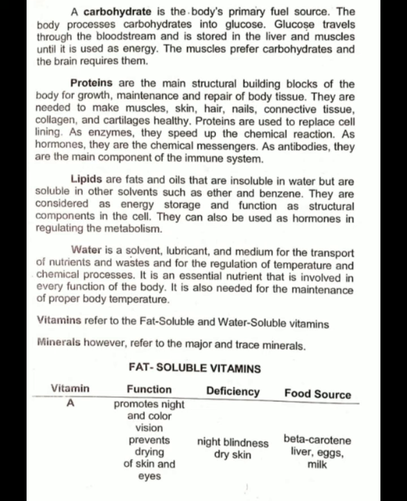A carbohydrate is the body's primary fuel source. The body processes carbohydrates into glucose. Proteins are the main structural building blocks of the body for growth, maintenance, and repair of body tissues. They are needed to make muscle, skin, hair, nails, connective tissue, collagen, and cartilage.